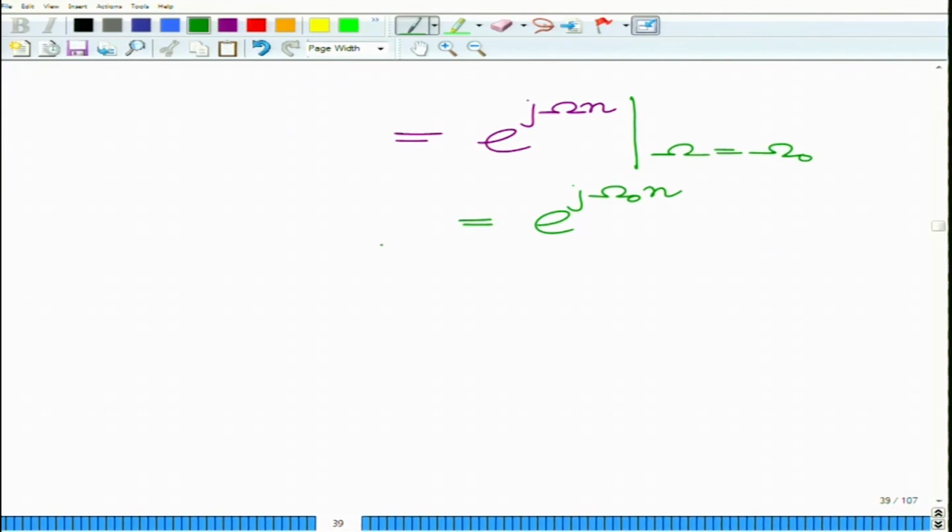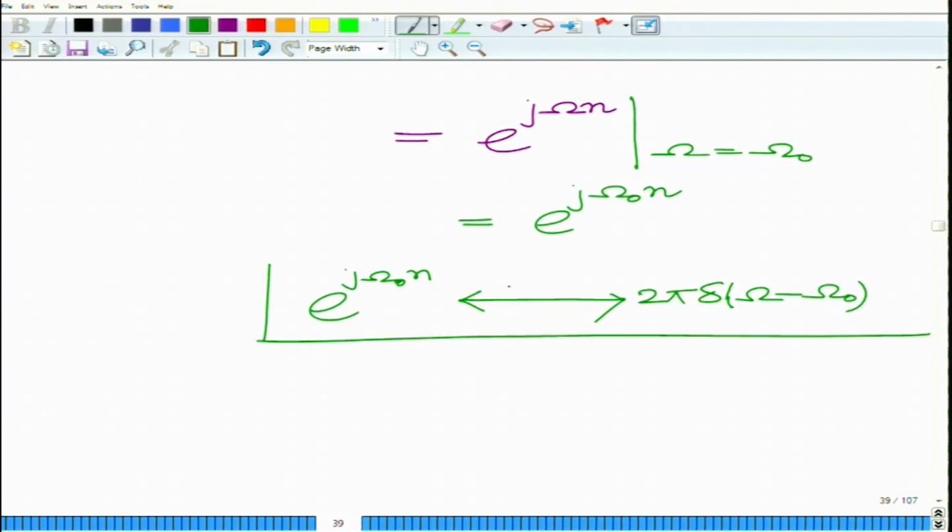So, we have e raised to j omega naught n, which has the discrete time Fourier transform 2 pi delta omega minus omega naught. Or basically, 2 pi delta omega minus omega naught has the inverse discrete time Fourier transform e raised to j omega naught n. So, this illustrates how to compute the inverse discrete time Fourier transform.